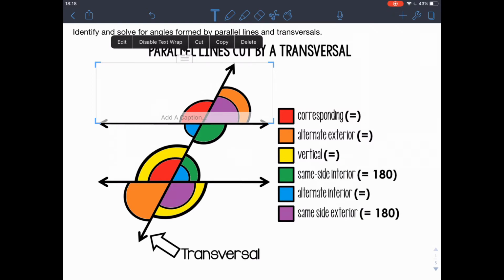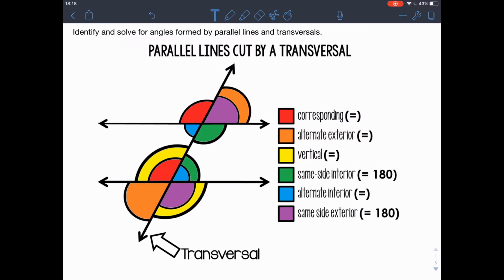It's a little easier to see for the exteriors compared to the interiors, but if I again just took my parallel lines and folded my paper so it was on top of each other, either looking at the exterior ones or if I could see through the paper to the interior ones, they would end up being supplementary. So that's how we get that they add to 180 degrees.